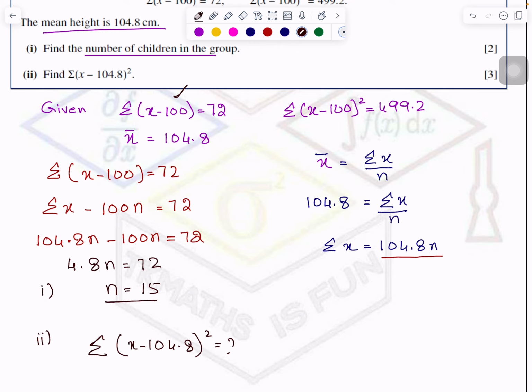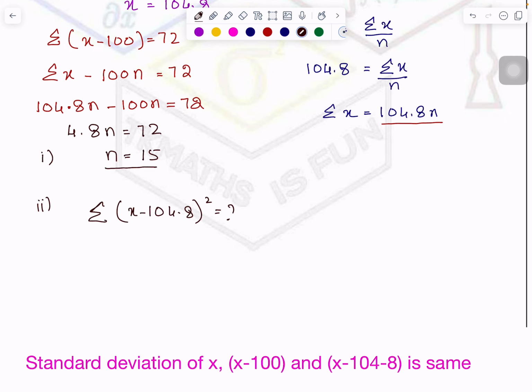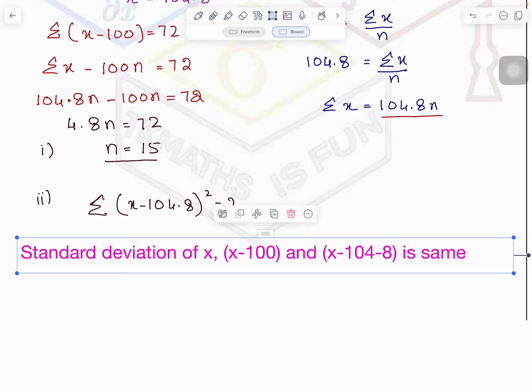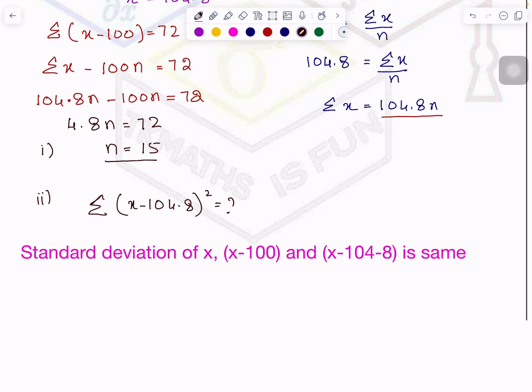So first of all, the basic information we have here is that the standard deviation of x, or coded data x minus 100, is the same throughout. No matter what value you are subtracting from each data, the standard deviation does not change. It remains the same. And we have seen the reason behind it in the previous examples, right?